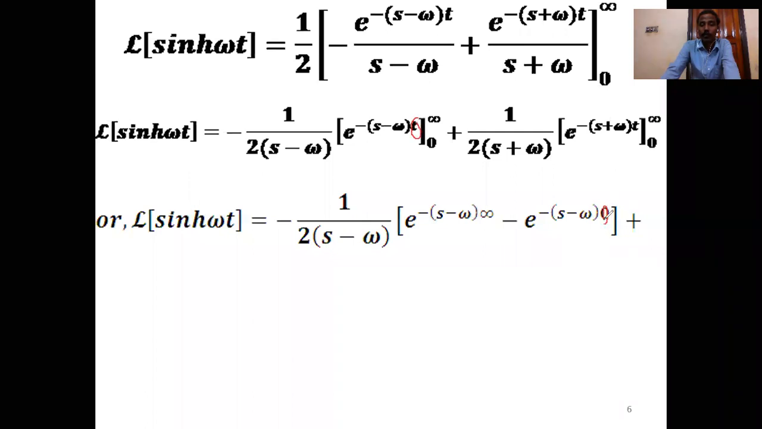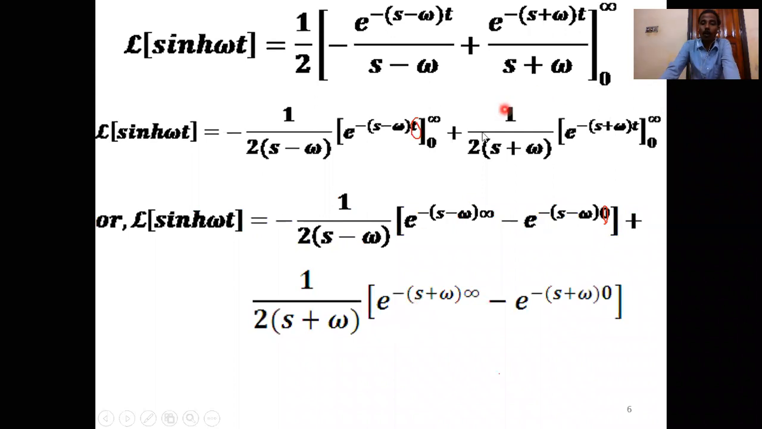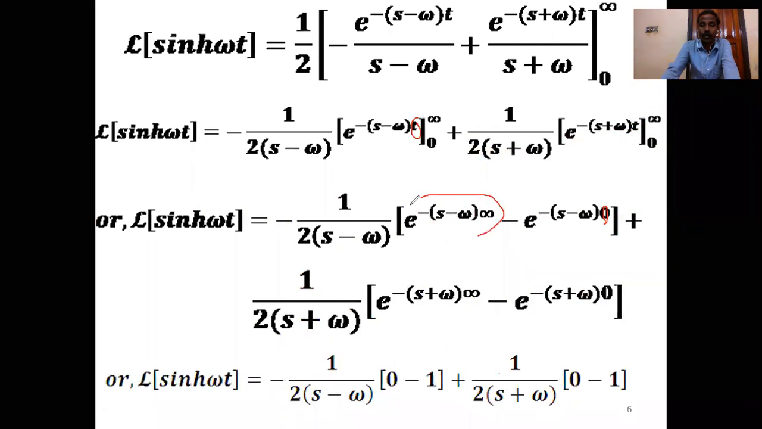This is the zero magnitude. And in the second part also 1 by 2 (s plus omega), put here t equals infinity and t equals zero. This equals zero, this part is also zero. So this value is zero. This is also zero, this is also zero.